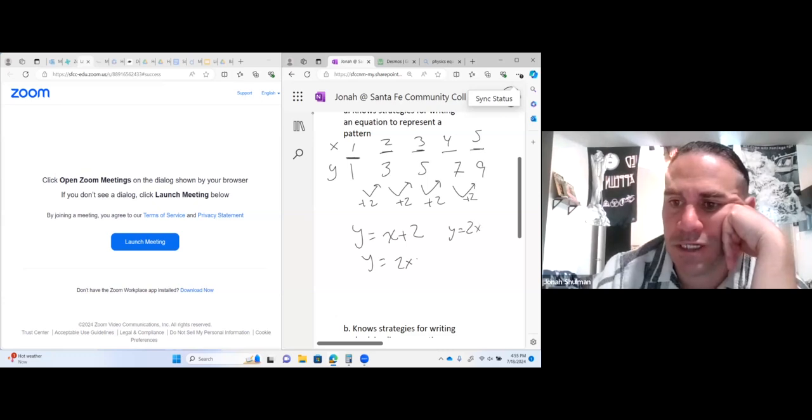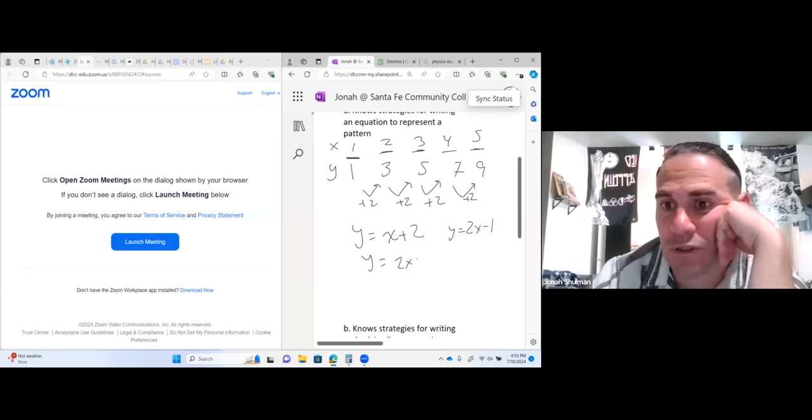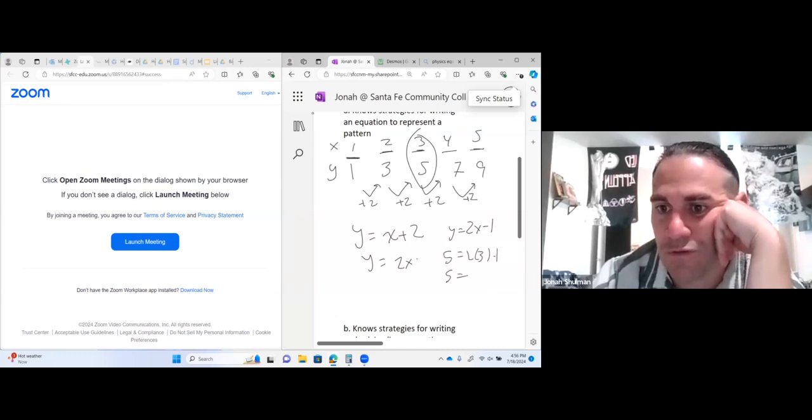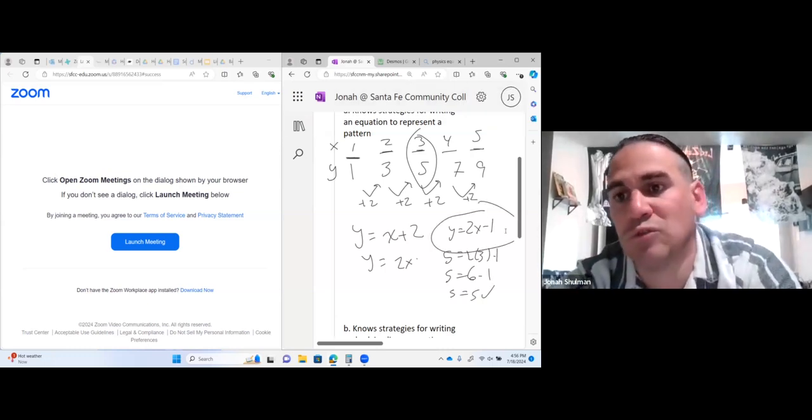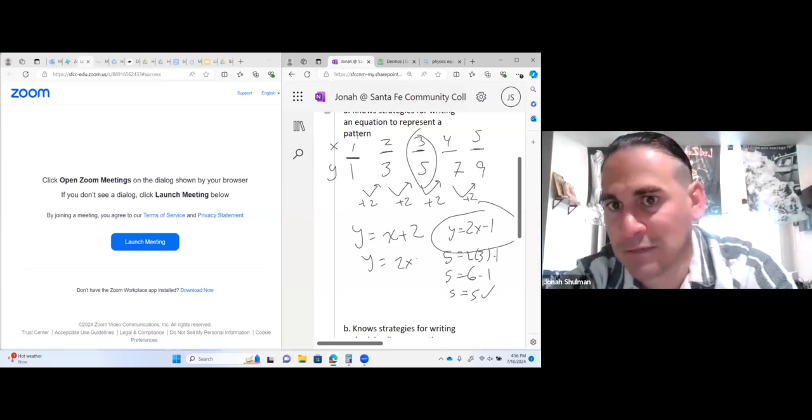So what if we do 2x minus 1? Let's see if that works. Well, 1 times 2 is 2, minus 1 is 1. All right. 2 times 2 is 4, 4 minus 1 is 3, yeah, that works. Let's try the middle one. We should get 5. 2 times 3 minus 1: 5 equals 6 minus 1. Yeah, 5 equals 5. So this is the equation of what we just made. Usually there's a subtraction case because a lot of times the pattern doesn't start with 0, it starts with 1.